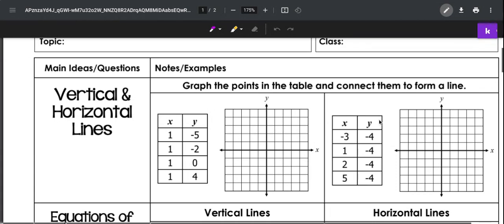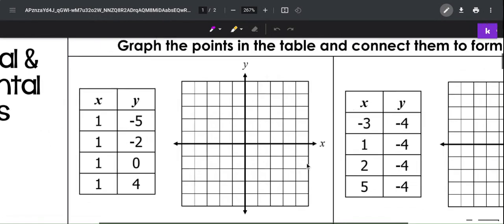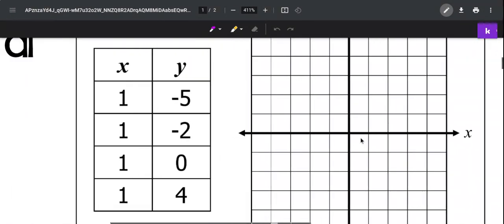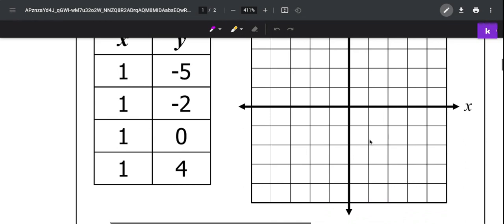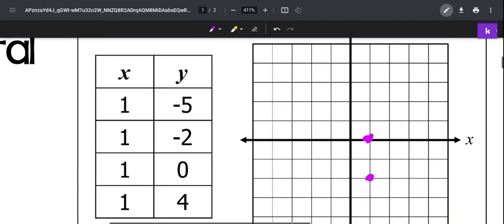First of all, let's do this first part, just so you can see a horizontal and a vertical line. Notice that we have x's and y's, so those form ordered pairs. If we want to graph each of those, (1, -5) would be over to 1, down 1, 2, 3, 4, 5, right here. Then (1, -2) would be over to 1, down to -2, and (1, 0) would be here. Then (1, 4): 1, 2, 3, 4, right here.